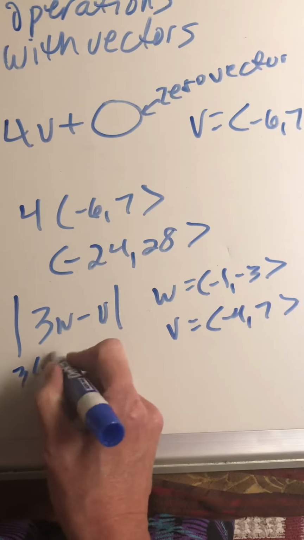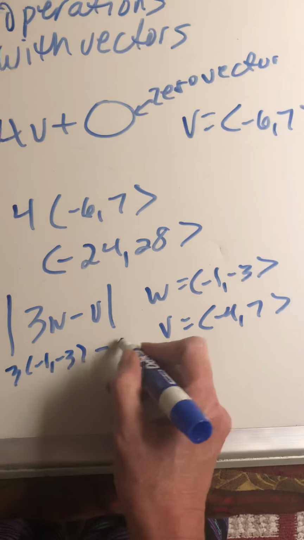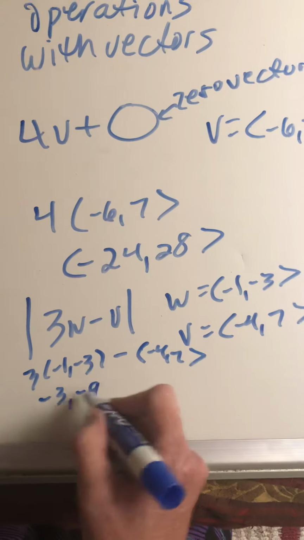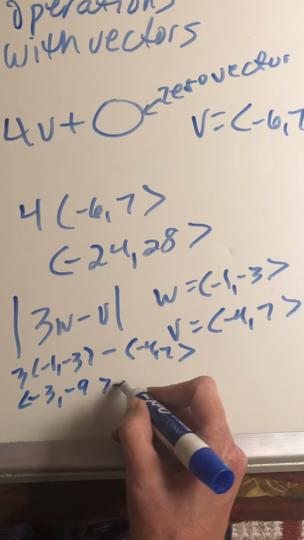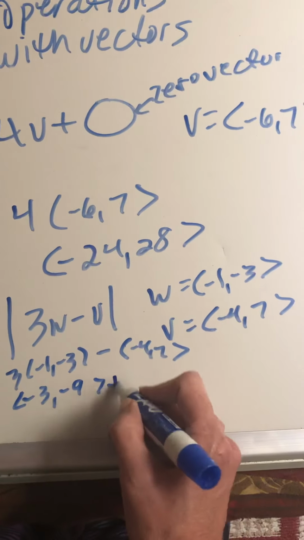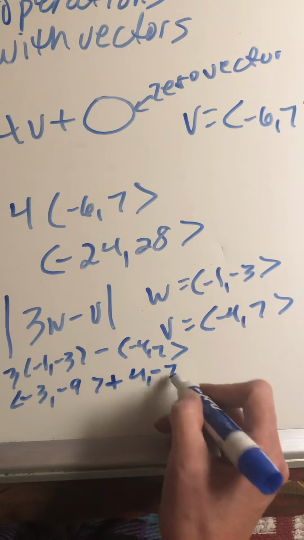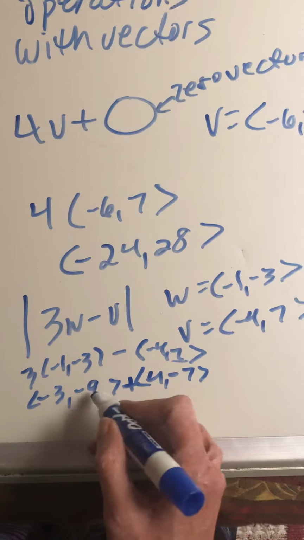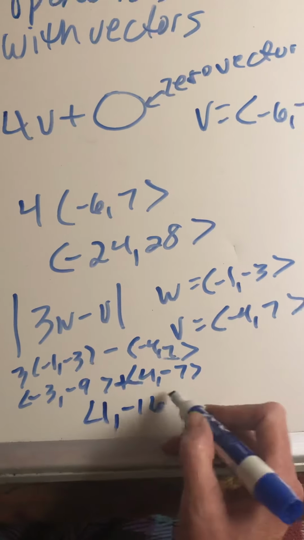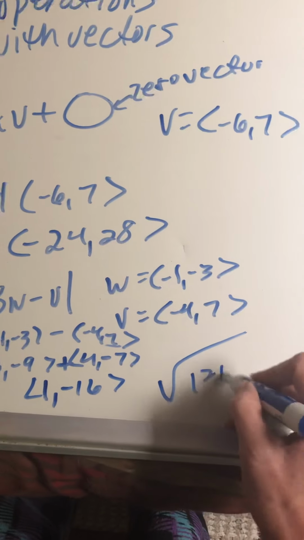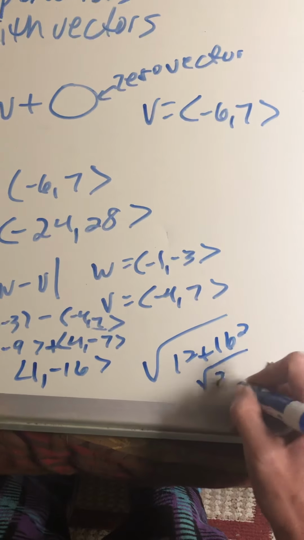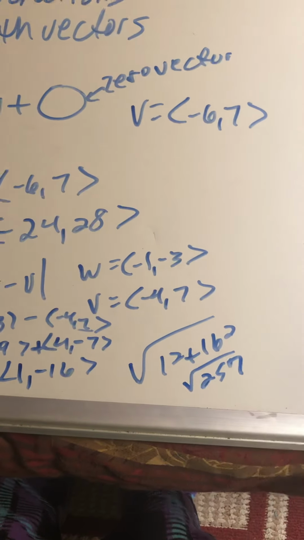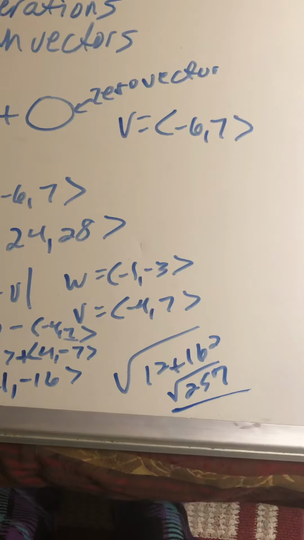So that means 3 times -1, -3, minus that -4, 7. So this is -3 and -9 there. Minus, which is going to change those signs and make it a 4 and a -7. So -3 and 4 is 1, -9 and -7 is -16, and then finding the magnitude, square root of 1 squared plus 16 squared, so square root of 257, which does not simplify any, so you'd leave it as the square root of 257.